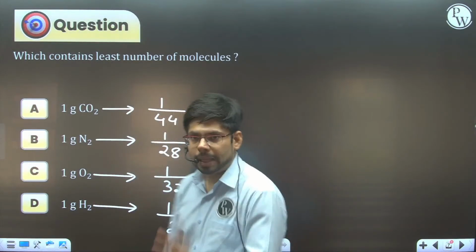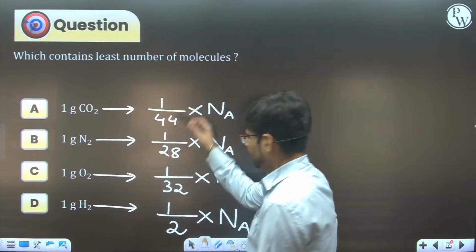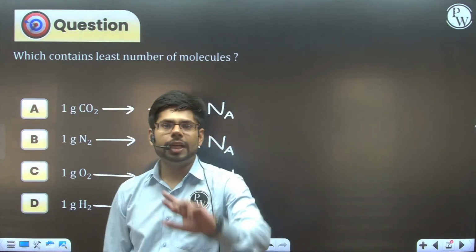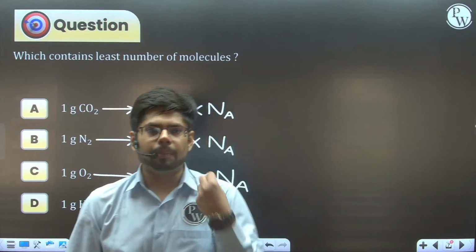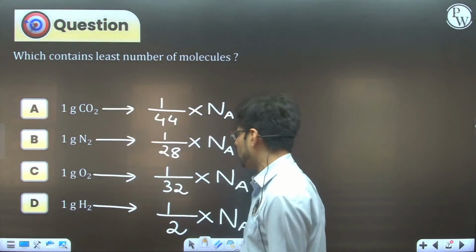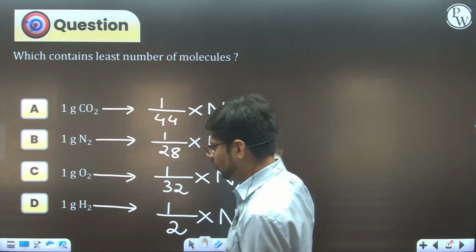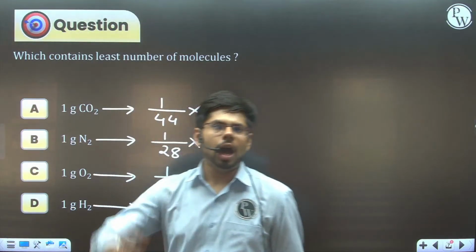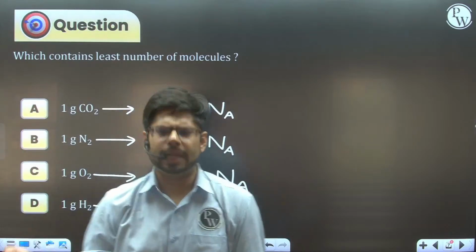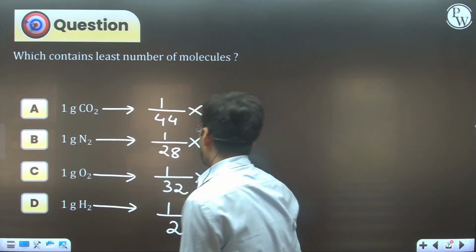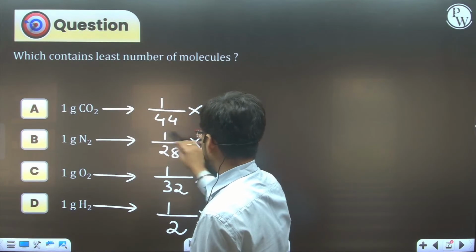We know that in mathematics we have learned that if the numerators are the same but the denominators are different, then just compare the denominators. So let's look at these denominators. Now, least number of molecules. So we want the lowest value out of these. Lowest value would mean highest value of denominator because the numerators are the same. Highest value of denominator is here.